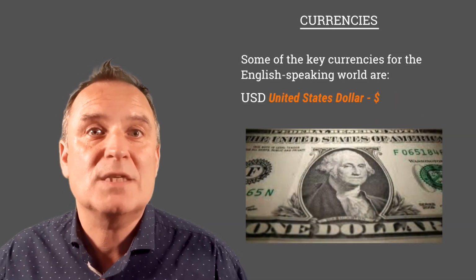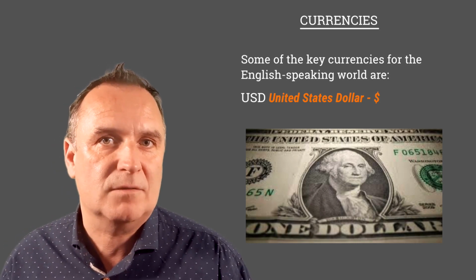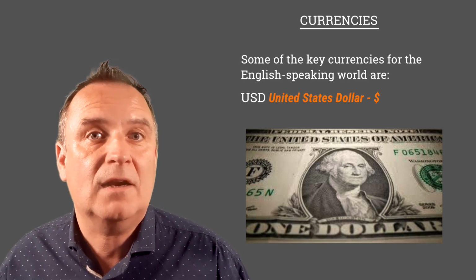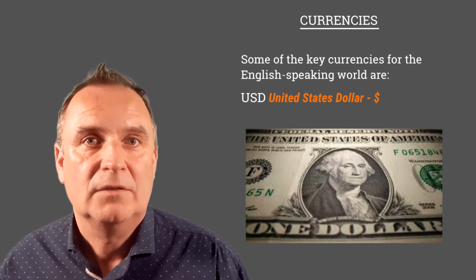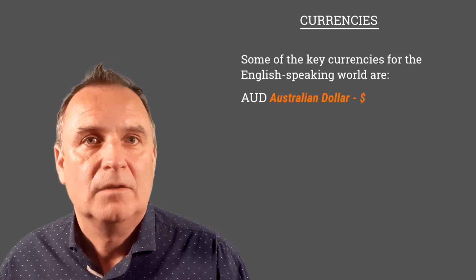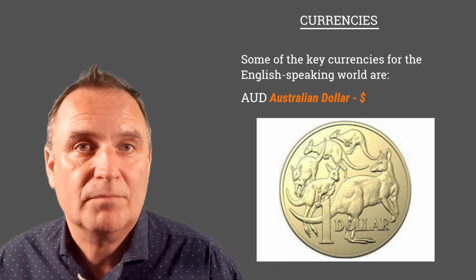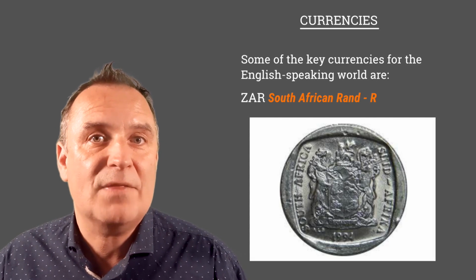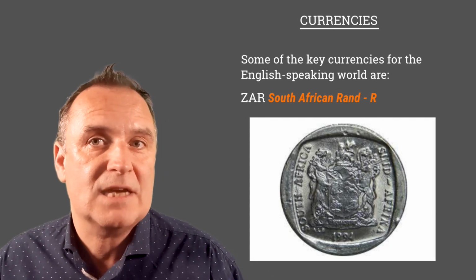Then we have the US dollar, and of course the dollar is used to represent currency in many countries around the world. So we often make it clear when we're talking about the US dollar, the American dollar, that we use the code USD. Indeed, we can see that we then have the Australian dollar, AUD. Then there's the South African Rand, ZAR is the code for the South African Rand.